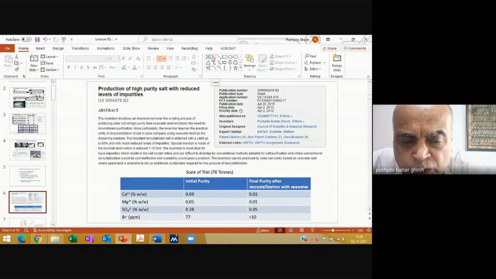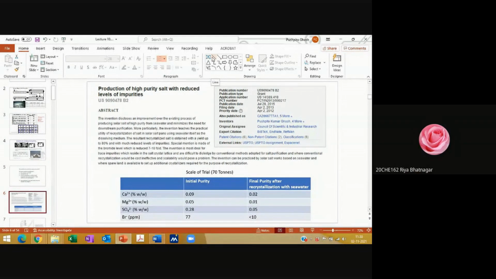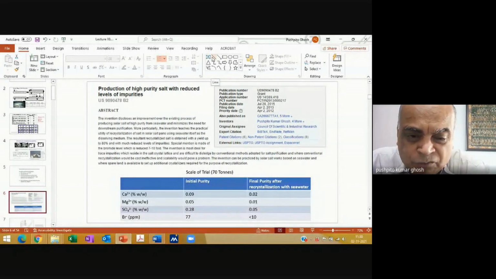Where else are we going to use it? The NaCl. Another big application where NaCl is used? HCl production. So sodium hydroxide production. Yes. Caustic soda, chlorine.